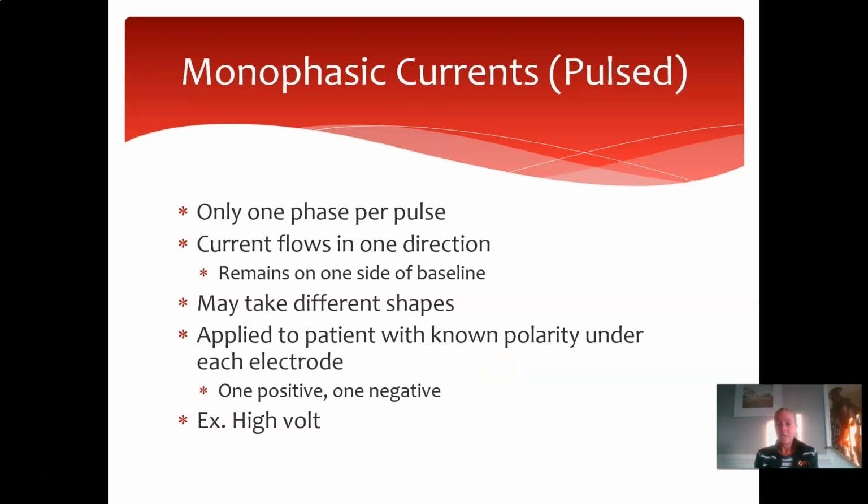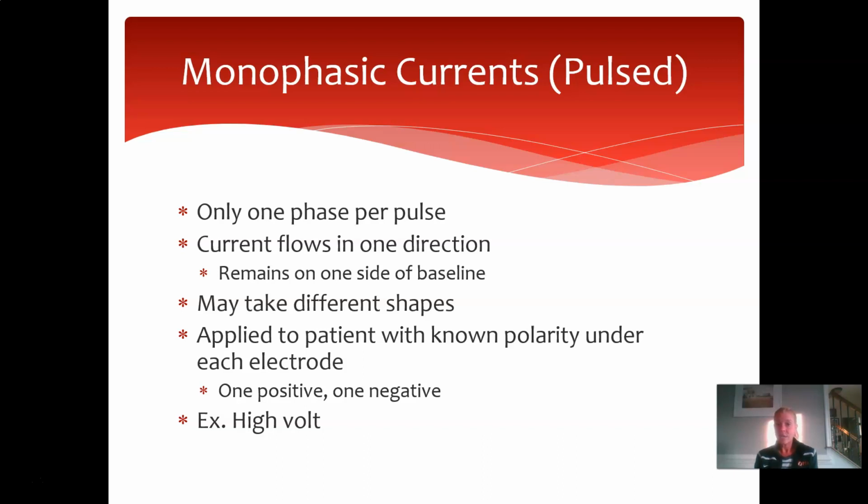So monophasic currents, again, these are pulsed currents that we're talking about. Monophasic means that it's going to stay on one side of the baseline, so it's either going to be all positive or all negative. So think of this comparatively to direct current, except direct current is continuous and monophasic currents are going to be pulsed. So there's going to be on and off times with the monophasic current. But the current is flowing in one direction, meaning it stays all positive or stays all negative.